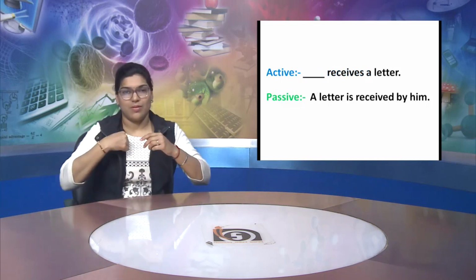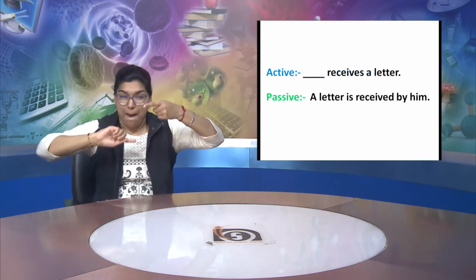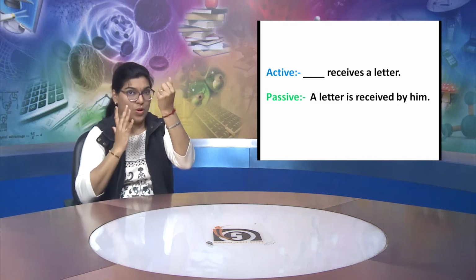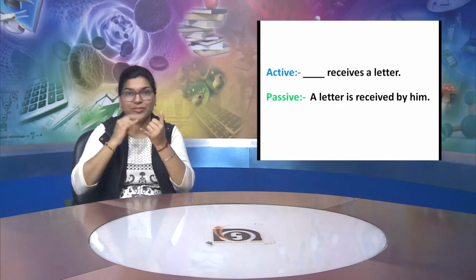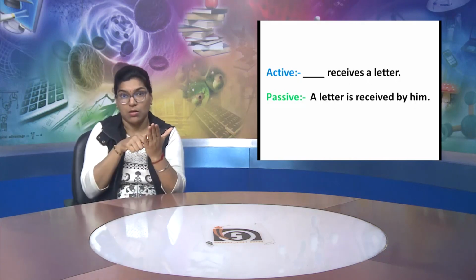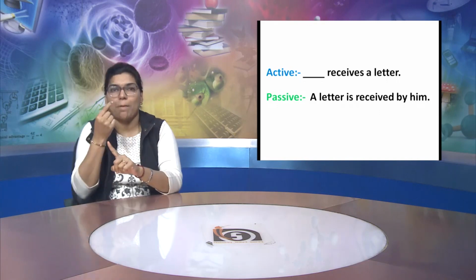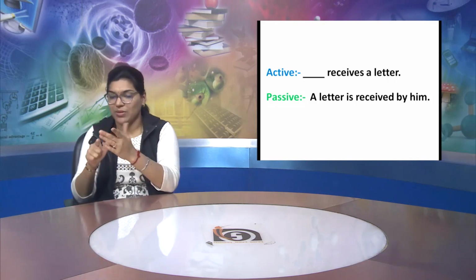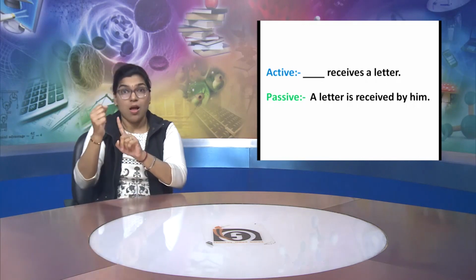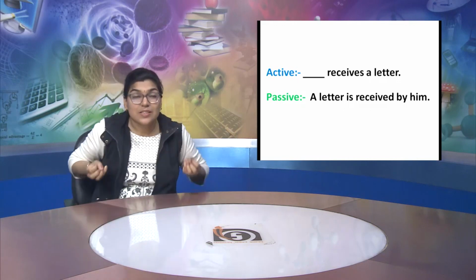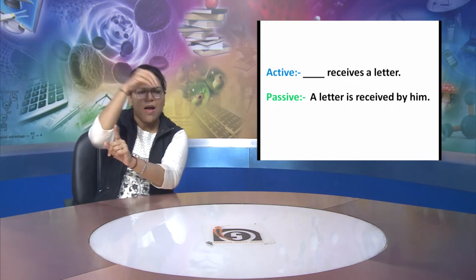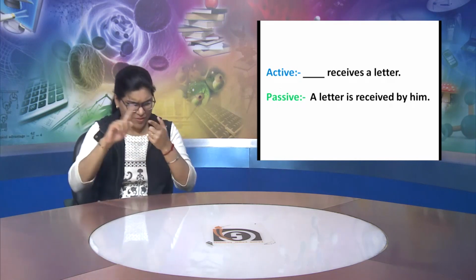Next sentence. Now the passive sentence has been filled and you have to fill the active sentence. Dash received a letter. Passive voice: a letter is received by him. You have to add the subject in the active sentence by looking at the passive voice carefully.